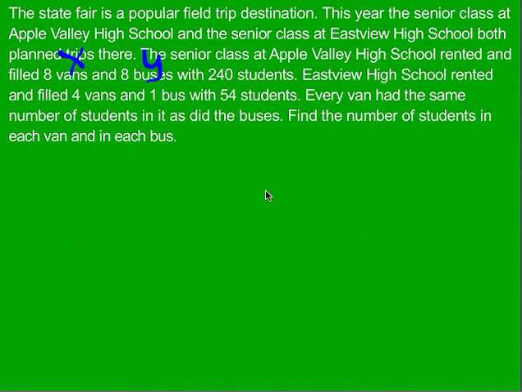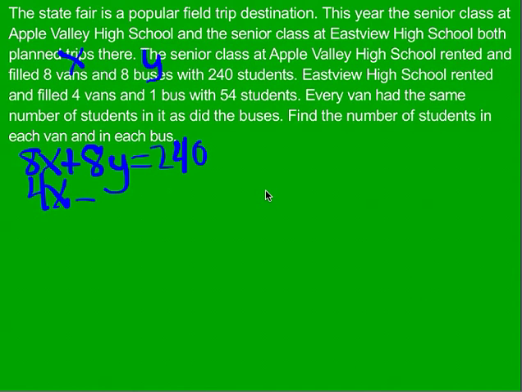So we need to find the number of students in each one. For Apple Valley, we had 8 vans full of x people, and then we had 8 buses full of y people, and that was equal to 240. Then Eastview had 4 vans with x people and 1 bus with y people, and that was equal to 54.